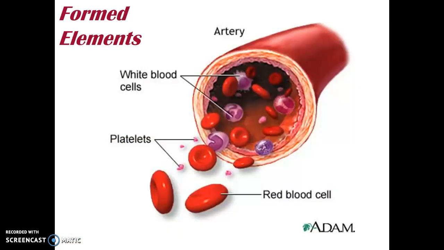So the formed elements, we have the white blood cells called the leukocytes. We have the platelets called the thrombocytes, because thrombus means clot. And red blood cells called erythrocytes. Erythro means red. Cyte means cell. Notice red blood cells don't have a nucleus. They're these little biconcave discs. And their main job is to carry oxygen. Carbon dioxide is dissolved within the plasma in the form of carbonic acid, mainly.